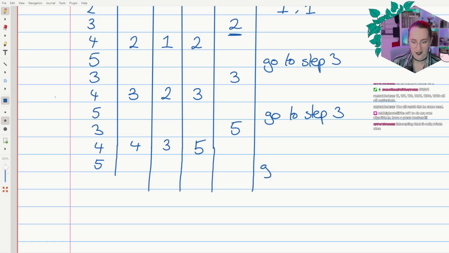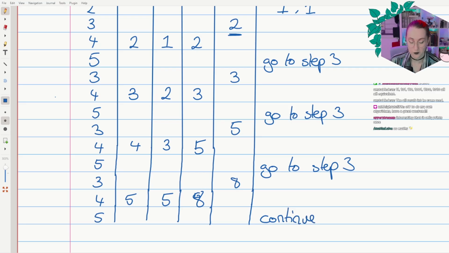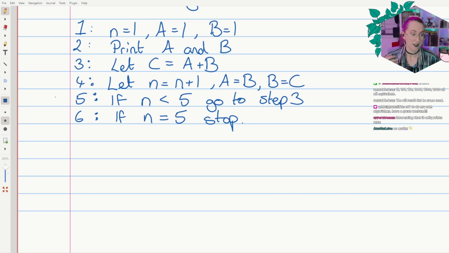So step 5, go to step 3 again. Step 3, sum up those, you get 8. Step 4, add 1 to N. Step 5, and then N is now equal to 5. So we continue. We do nothing, basically. Here, if N is less than 5, go to step 3. But if N is greater than or equal to 5, we do nothing.